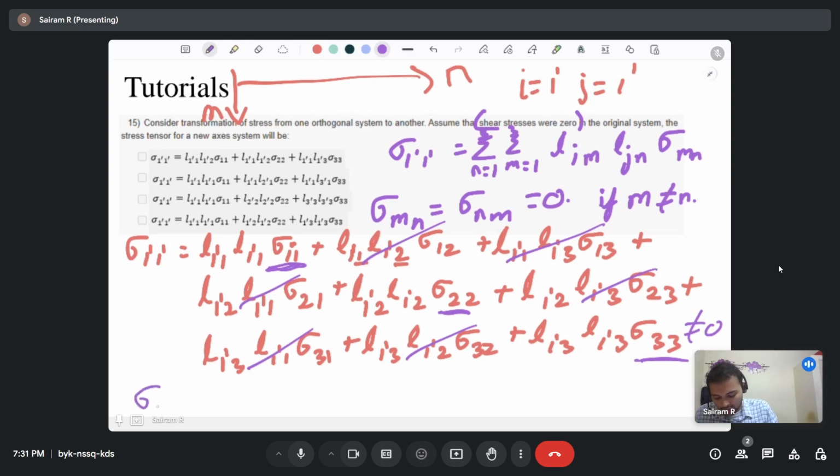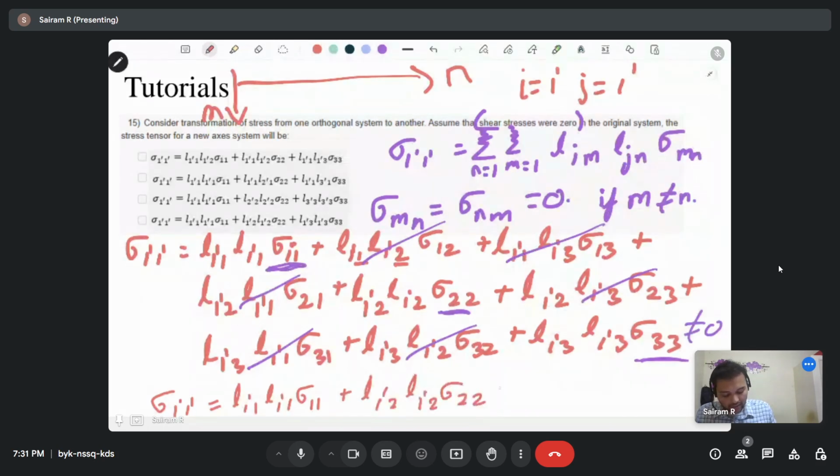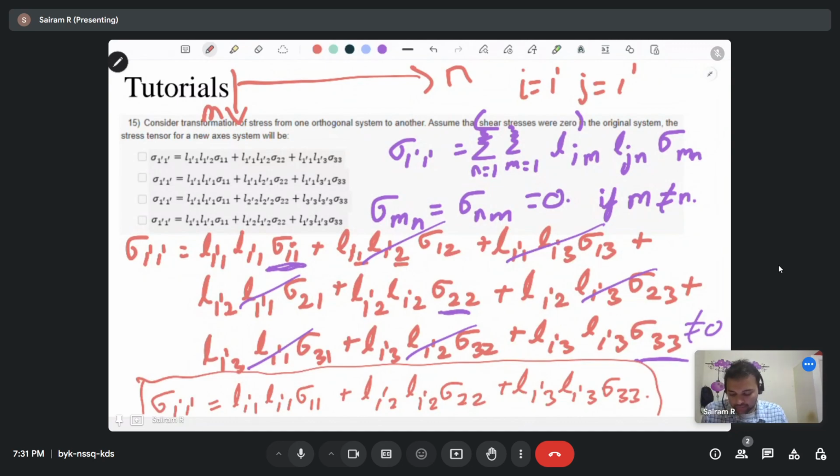So sigma 1 prime equals L1 prime 1, L1 prime 1, sigma 1 1 plus L1 prime 2, L1 prime 2, sigma 2 2 plus L1 prime 3, L1 prime 3, sigma 3 3, and that is our final answer. Do we have this option? Yes, this is option D.